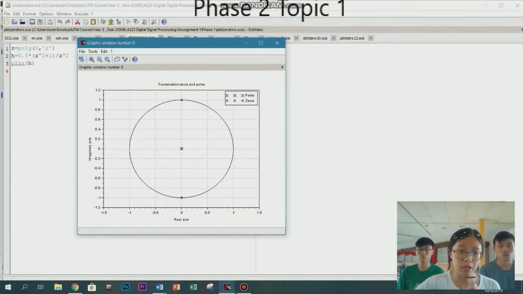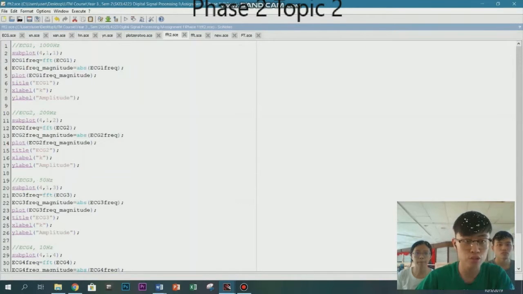And the pole is represented by an x. There are 2 x's here, so there are 2 poles in this system. Okay, so for the second question, we are required to use the signal from phase 1 to plot it in the frequency domain. Firstly, we are plotting ECG 1, 2, 3, and 4 in the Fourier transform.